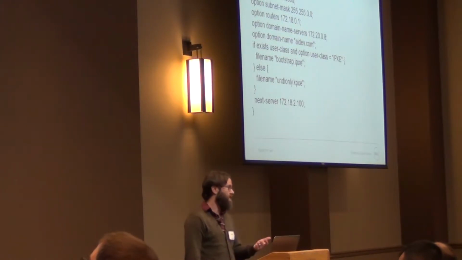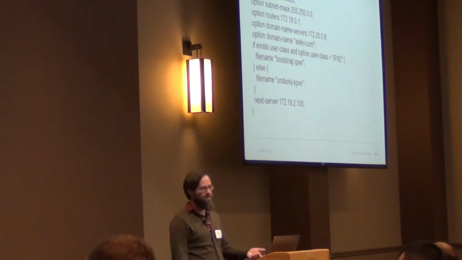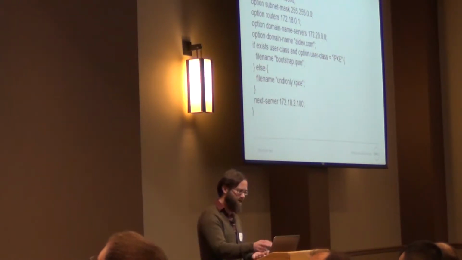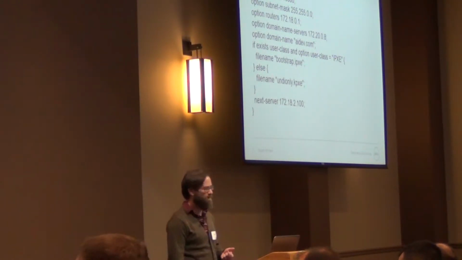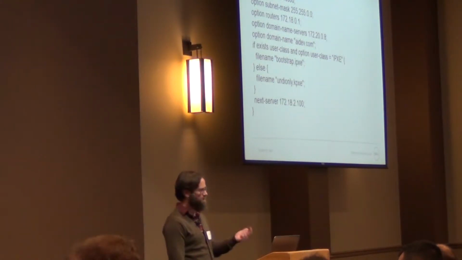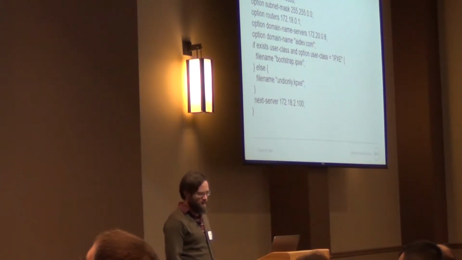this little bit of code basically lets the server give the initial Pixie client the iPixie binary. Then it installs that iPixie client and runs it, and after that, the iPixie client is going to include the iPixie user class in the options that it requests with. And so then after that, it'll get back Bootstrap, which is just a script file that it can execute.